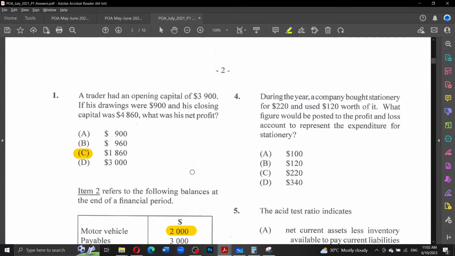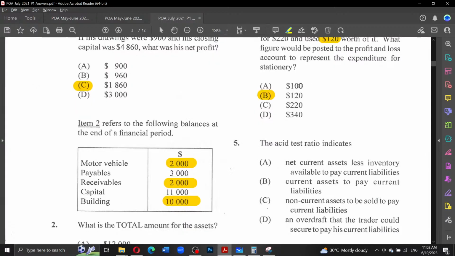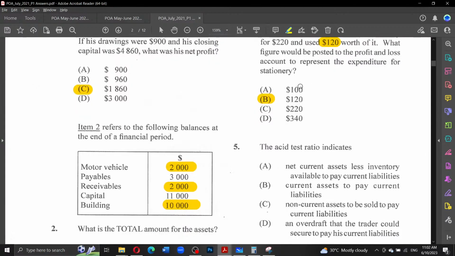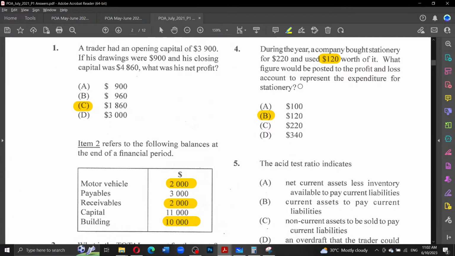Question 4. During a year, a company bought stationery for $220 and used $120 worth of it. What figure would be posted to the profit and loss account to represent the expenditure for stationery? Following the accrual concept, you will post the amount that was actually used. That is $120. And the $100 will be the prepayment, right? Well, it's not going to be prepayment, it's going to be inventory.